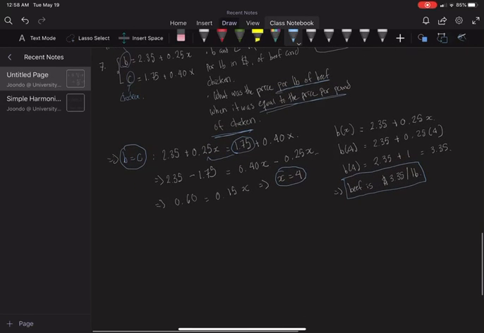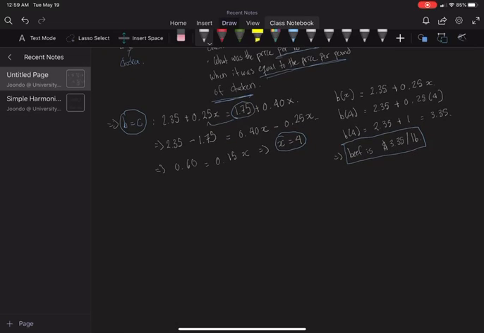Number 8. Okay, let's do number 8. If x is greater than 3, which of the following is equivalent to 1 over x plus 2, plus 1 over x plus 3?